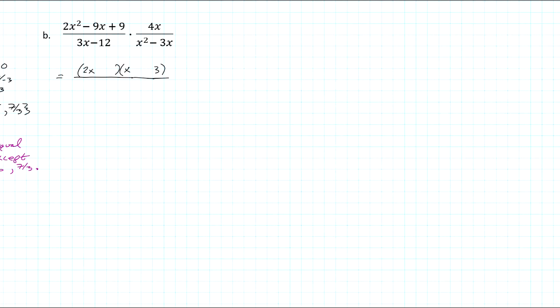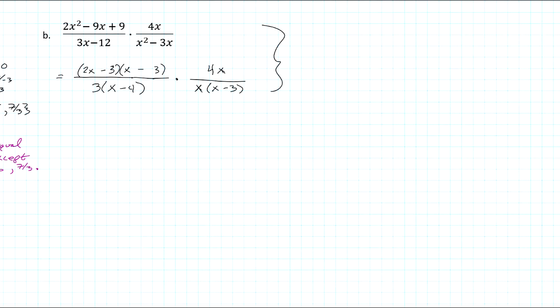For a 9, I probably want a 3 and a 3. Let's see, 2x times 3 is 6x, and 6x and 3x. I want a minus and a minus to multiply to be positive 9, and then the minus 6x and minus 3x will be negative 9. On the bottom, we can factor out a 3, so 3x minus 12 becomes 3 times parentheses x minus 4, times, on top we have that 4x, and we'll have this over. I can factor out an x from the bottom. X squared minus 3x we can factor as x times x minus 3.